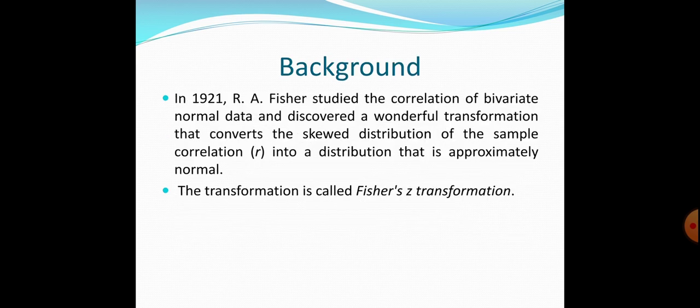Now, background. Just as in the case of the t-test, the background is there. Similarly, who invented this? In the year 1921, R.A. Fisher studied the correlation of bivariate normal data and discovered a wonderful transformation that converts the skewed distribution of a sample correlation into a distribution that is approximately normal. So who invented this? R.A. Fisher, in the year 1921, for bivariate normal data, for transforming the skewed data into normally distributed data, that is Z. The transformation is called the Fisher Z transformation.